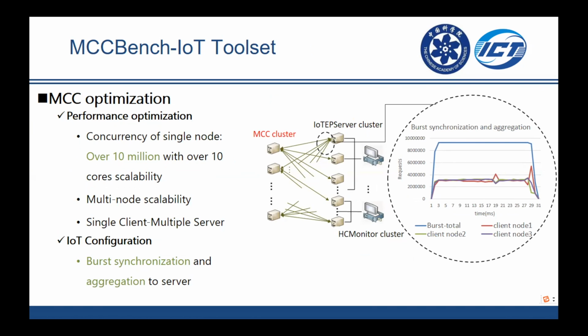For MCC, we have improved the concurrency to over 10 million on a single node, with over 10 core scalability. We also developed the multi-node version to realize a distributed system. We optimize the synchronization of the cluster nodes so that the bursts produced by multiple nodes are destined to servers synchronously and aggregated.